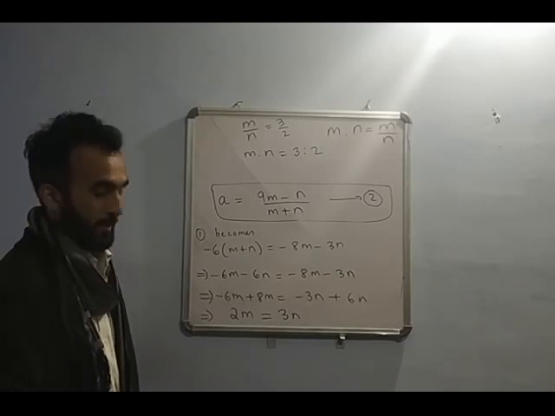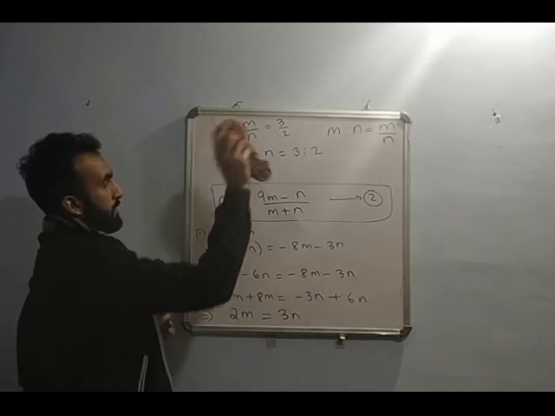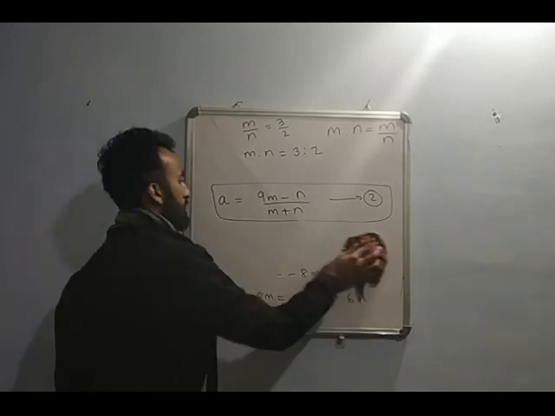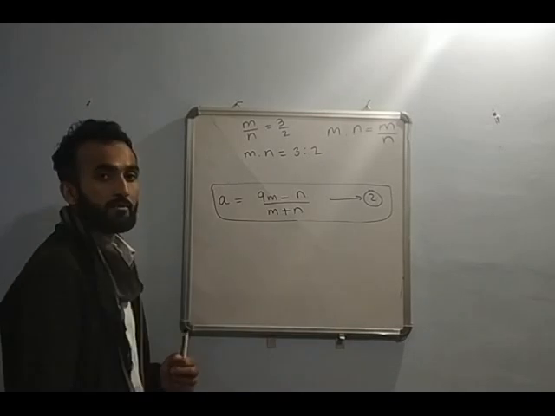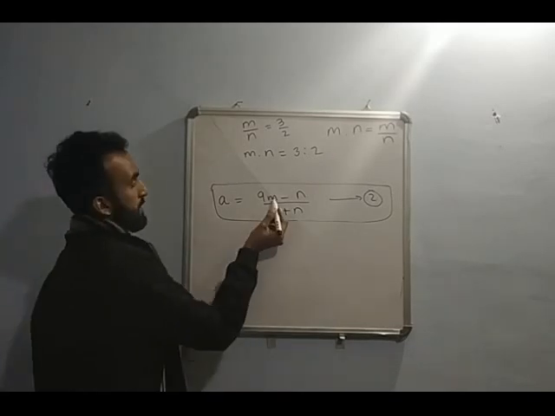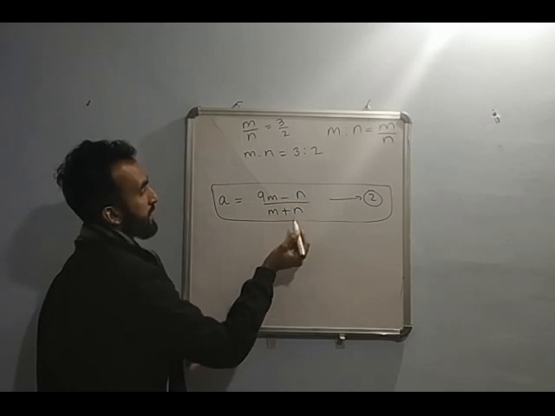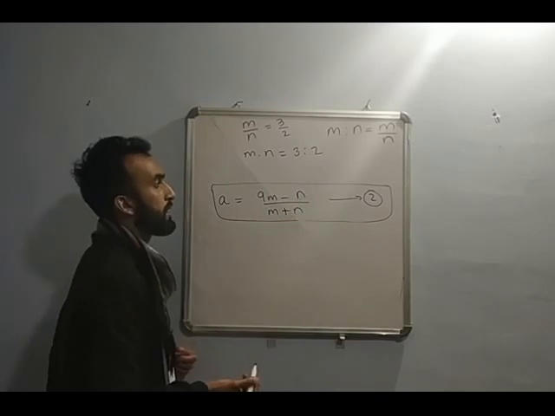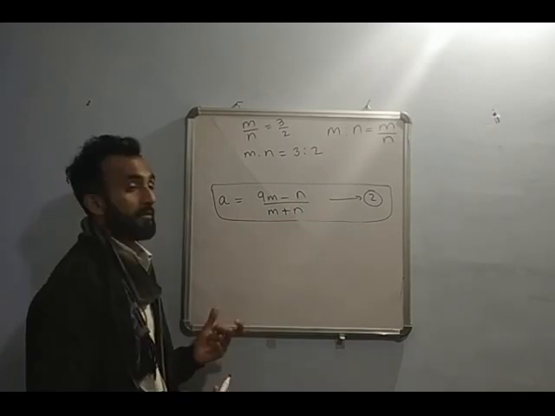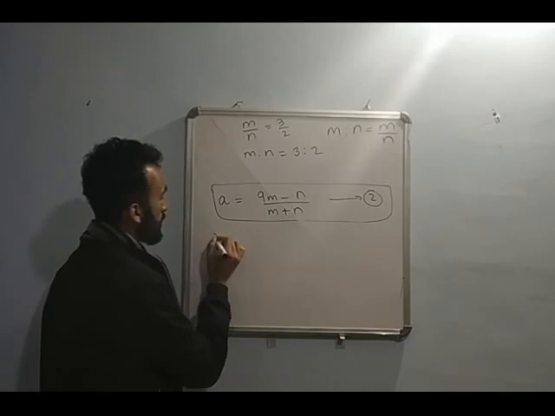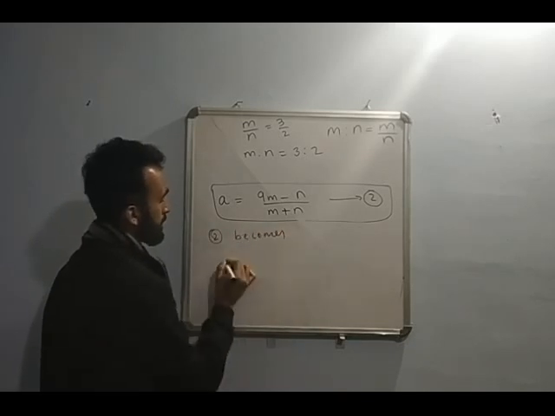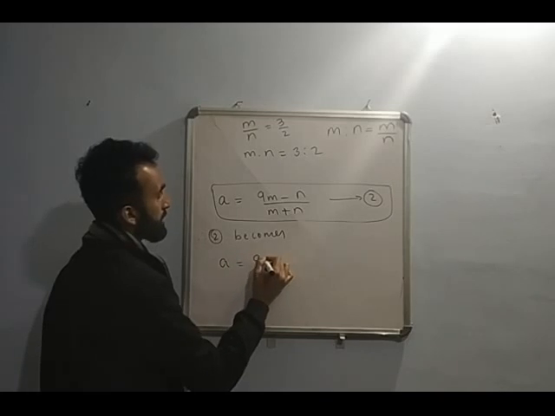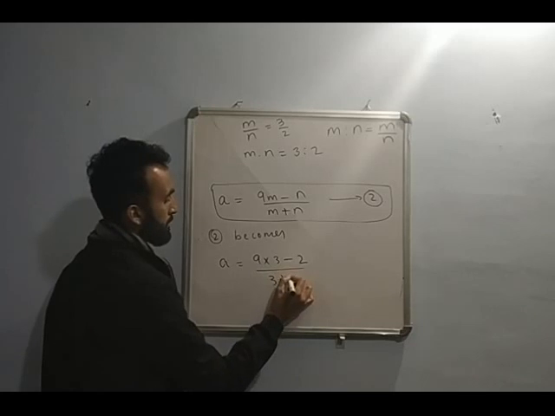Understood, no? Okay. Now I got the ratio. First part of the question is solved. Now second part of the question is what? Second part of the question is find the value of a. So in a, m value I'll replace by 3, n value I'll replace by 2, and I will find out the value of a. Therefore equation 2 becomes a equal to 9 into 3 minus 2 divided by 3 plus 2.